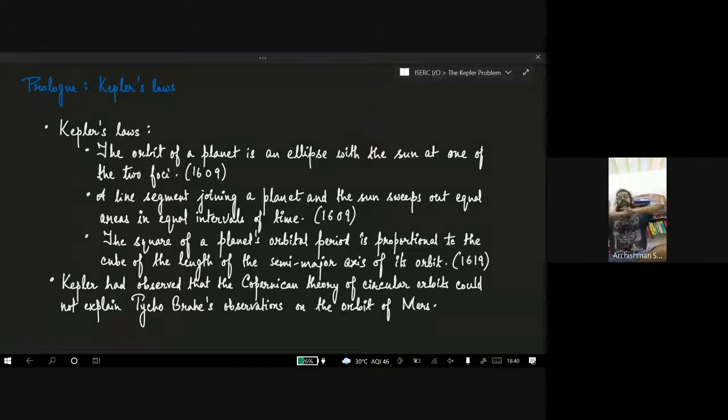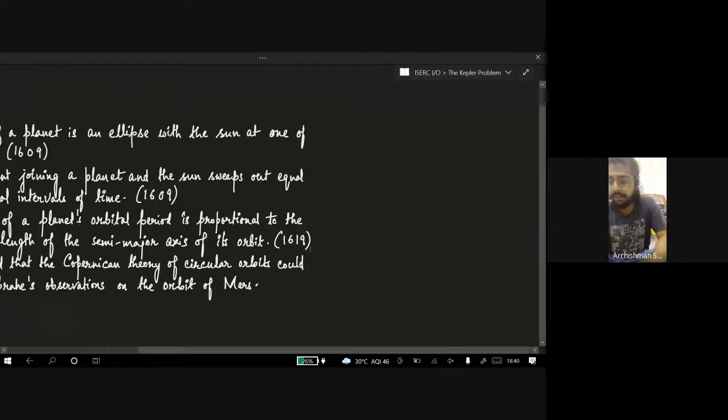So let's start with Kepler's laws. There are three Kepler's laws. The first law says that the orbit of a planet is an ellipse with the sun at one of the two foci. So the picture is somewhat like this.